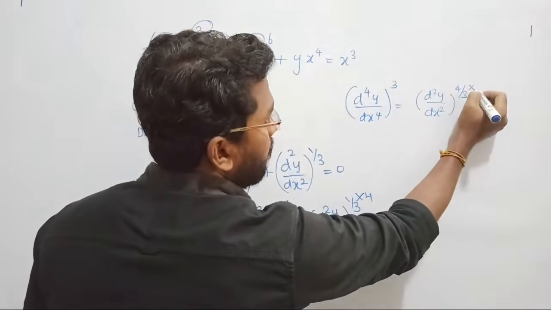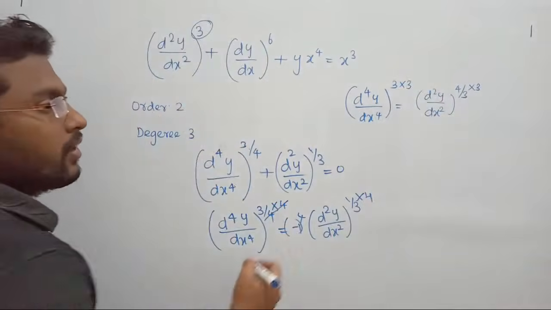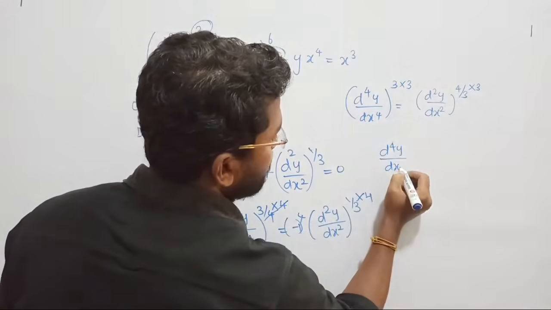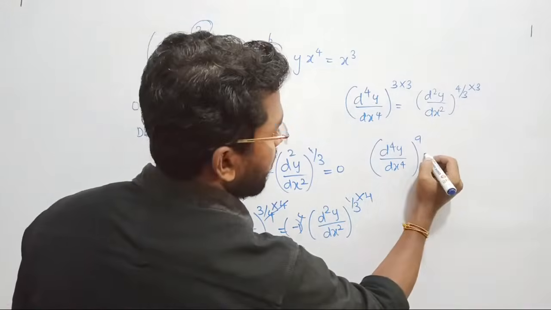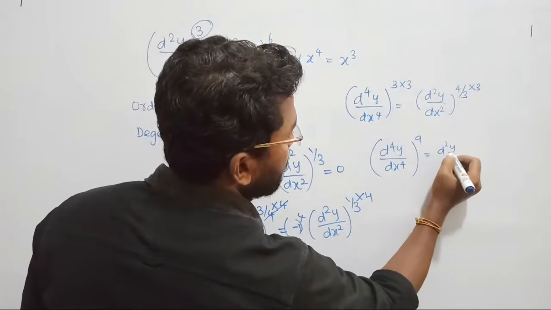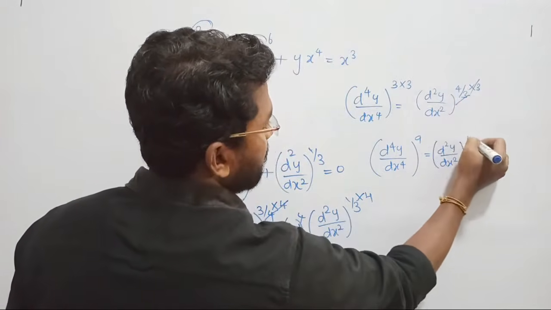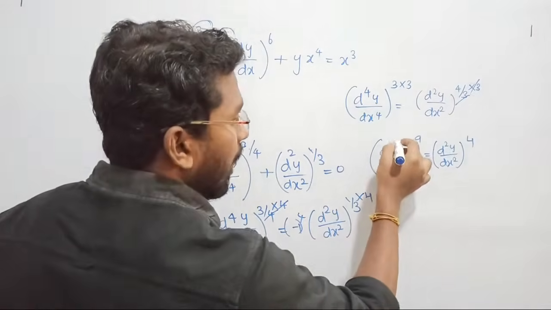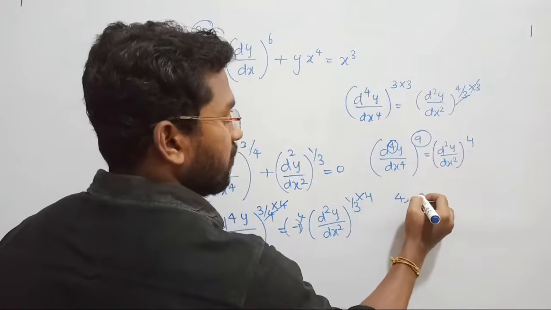So again multiply by 3, such that here also it is going to be multiplied by 3. Now what will I get? Once again it becomes d power 4 y upon dx power 4 whole power 3 into 3 will become 9, whereas in the RHS we are going to get d square y upon dx square in the power, 3 getting cancelled, we are going to obtain 4. Now let's find the answer. The order of the differential equation is 4, whereas the degree of the differential equation is 9.